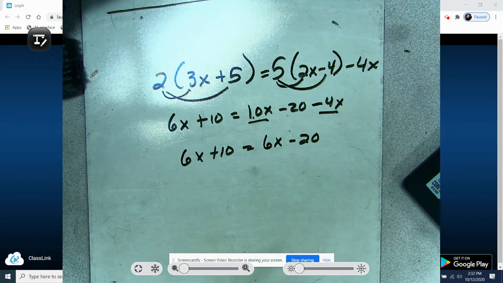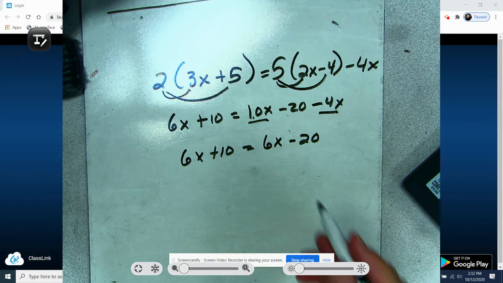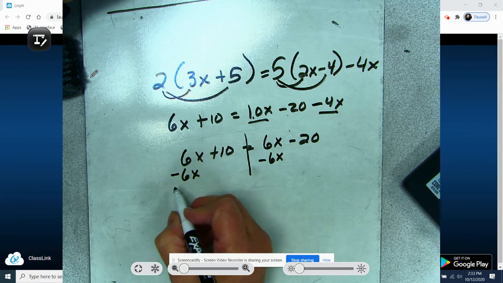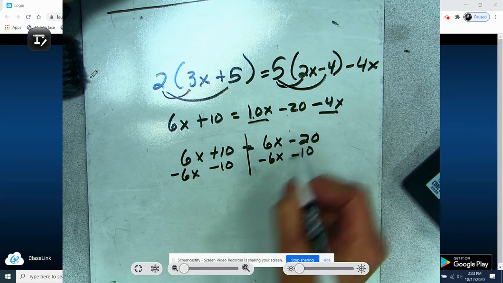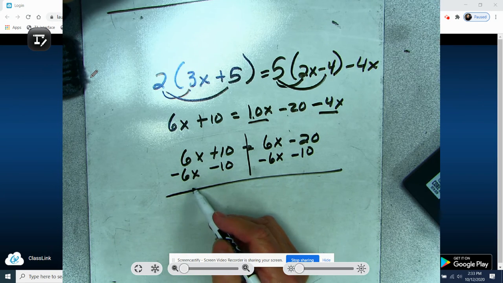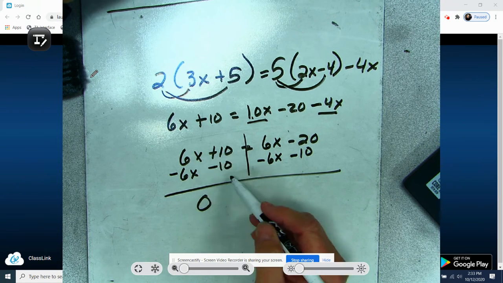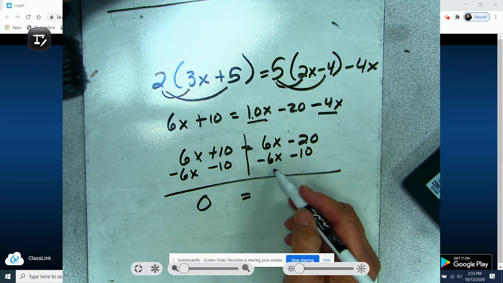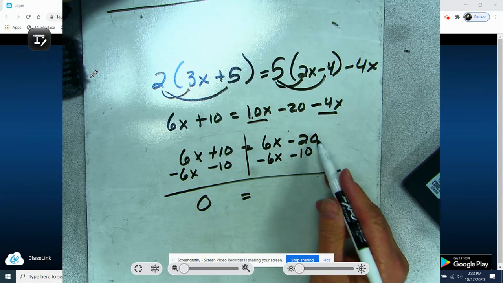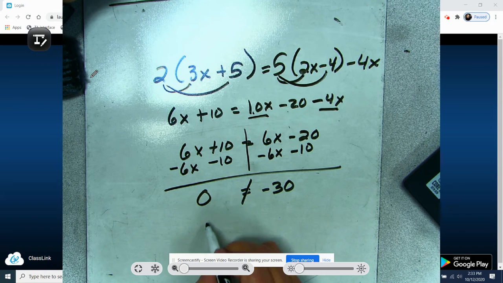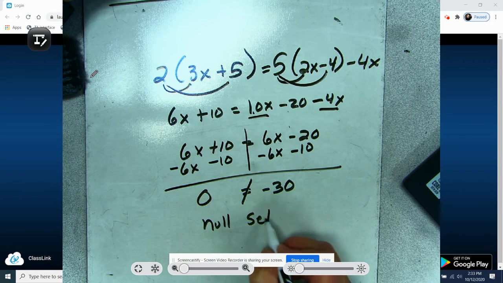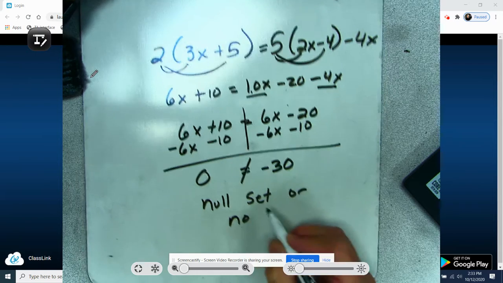Right now, you should know what the answer is, but if you don't, that's okay. We're going to find the variable on the right, add the opposite. We're going to find the constant on the left, add the opposite. 6x minus 6x is 0. 10 minus 10 is 0. 6x minus 6x is 0. And negative 20 and negative 10 is negative 30. 0 does not equal negative 30. This is a null set or no solution.